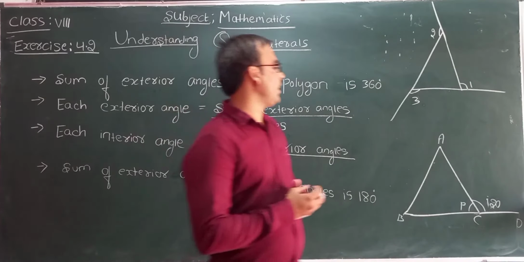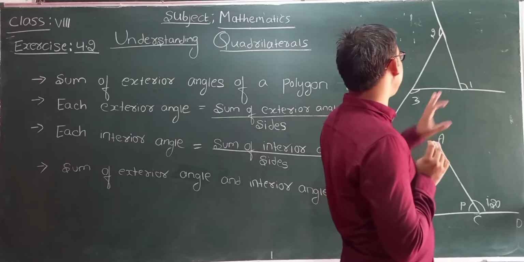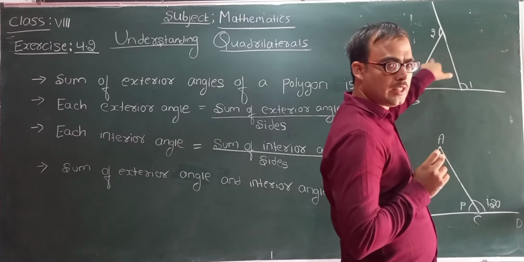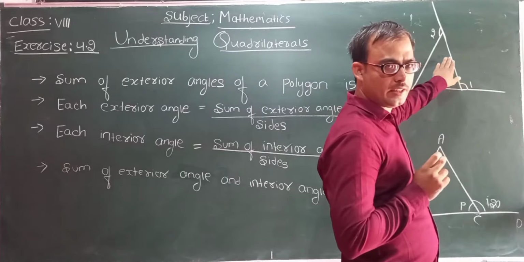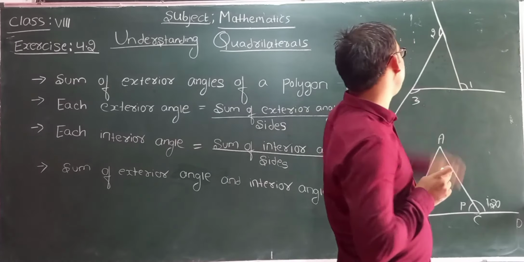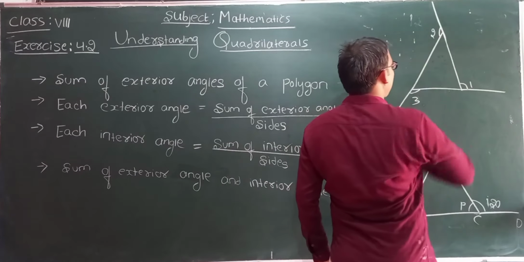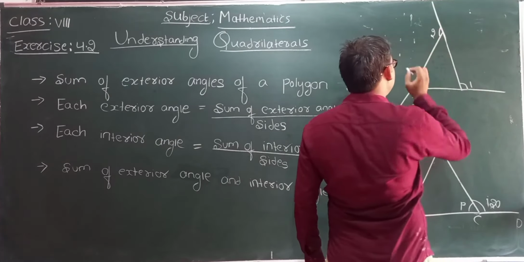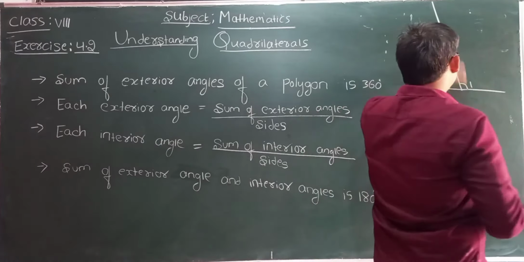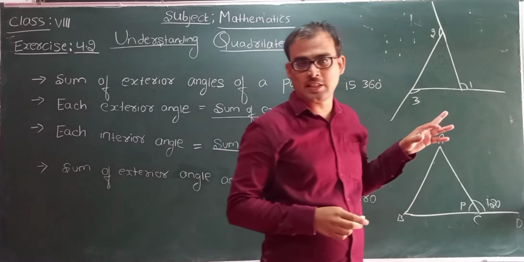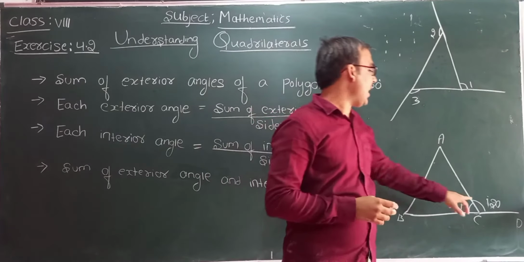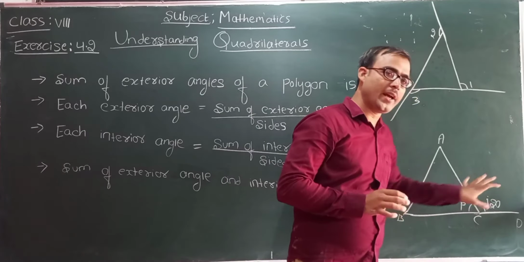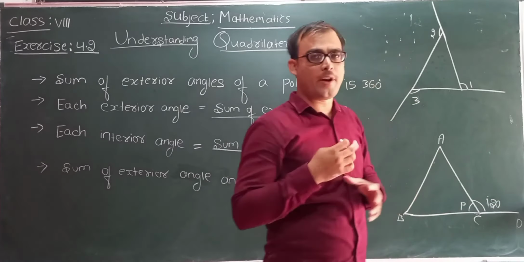Look here, students, what is meant by an exterior angle? Suppose this is a polygon, a triangle. For this polygon, this is angle 1, angle 2, angle 3. These angles are called exterior angles. And this angle, 120 degrees, is also called an exterior angle of the polygon.